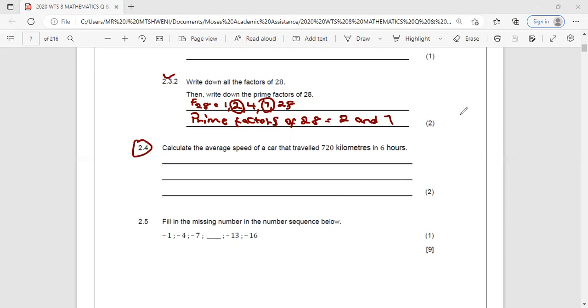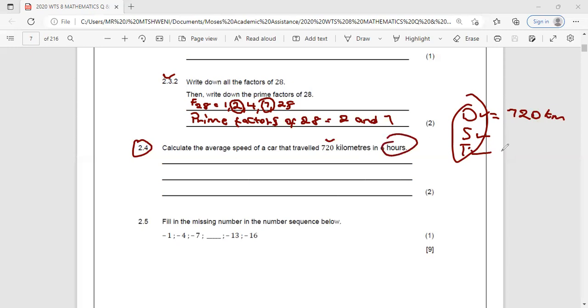All right, now get into this topic. This topic is the one that deals with distance, speed, and time. It talks about calculating the speed. If you're not calculating the speed, you're calculating the distance or time. This is what you're usually given. Calculate the average speed of a car traveling 720 kilometers. What is 720 kilometers? It is the distance. Distance is equal to 720 kilometers.